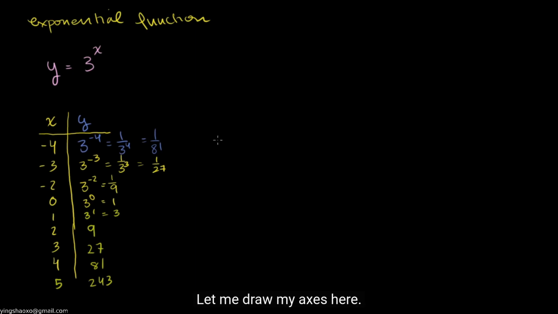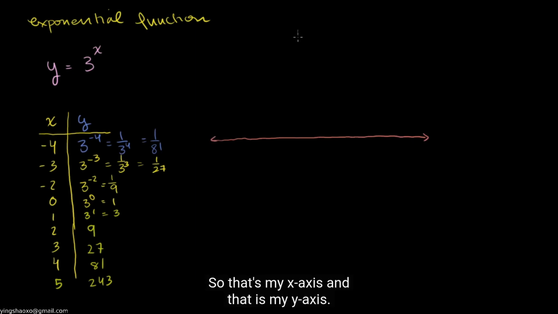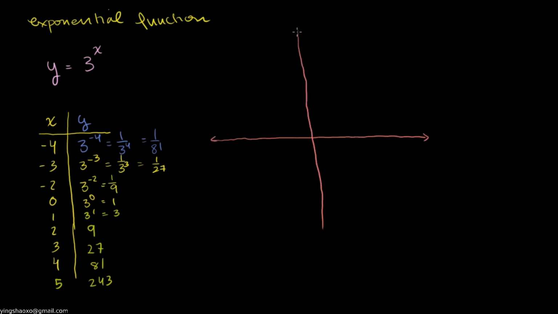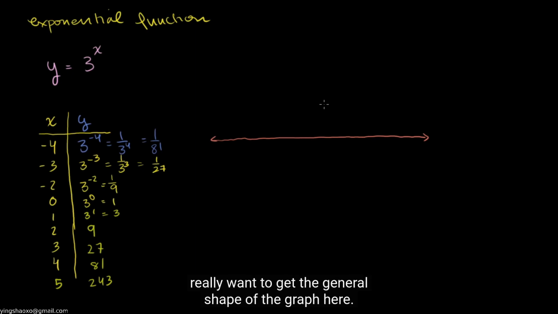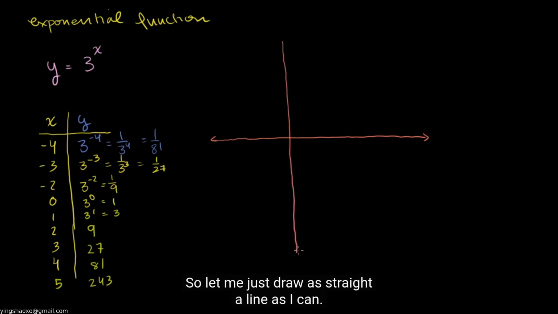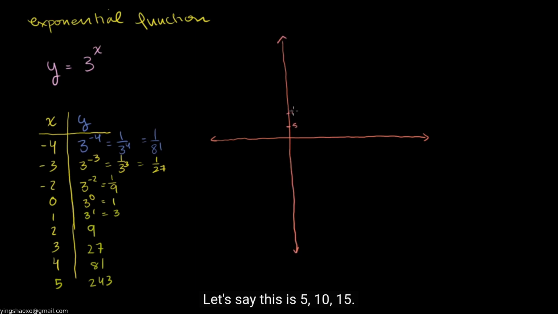So let me draw my axes here. That's my x-axis, and that is my y-axis. And let me just do it in increments of 5, because I really want to get the general shape of the graph here. So let me just draw as straight a line as I can. Let's say this is 5, 10, 15. Actually, I won't get to 81 that way. I want to get to 81. Actually, well, that's good enough.